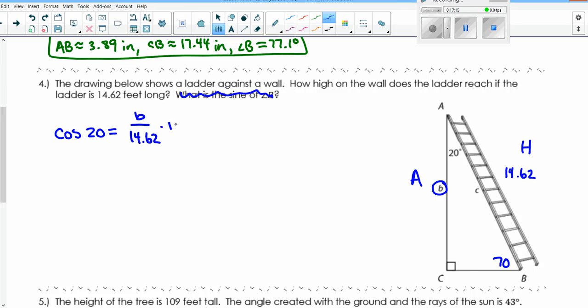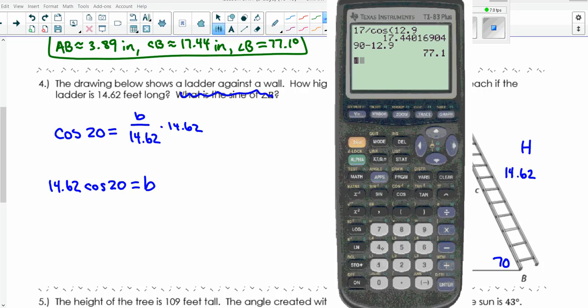Okay, in order to get rid of the denominator, I multiply by 14.62 to both sides, and then that will give me 14.62 cosine of 20 equals B. Okay, got B by itself, so I just need to put it in the calculator.